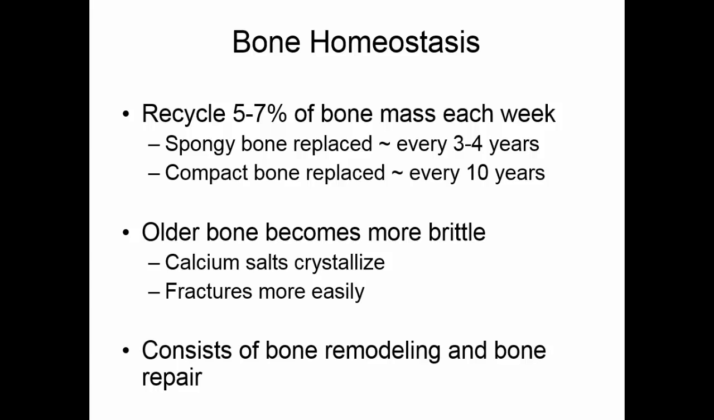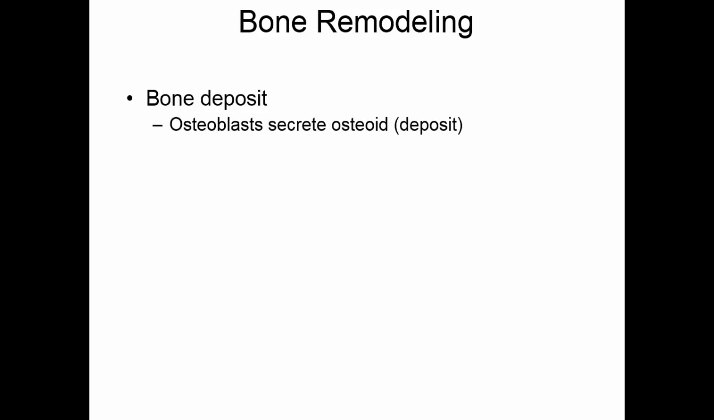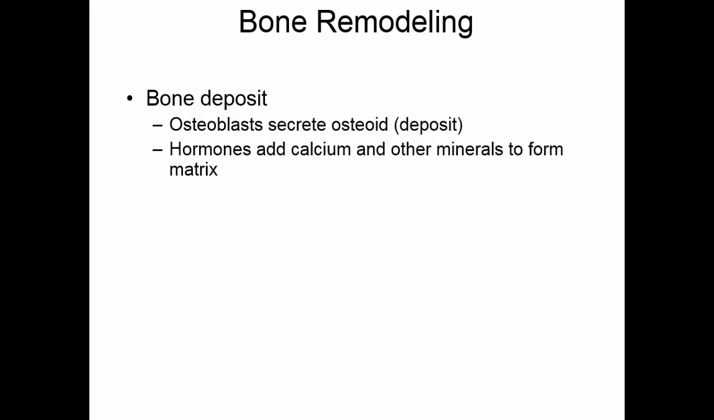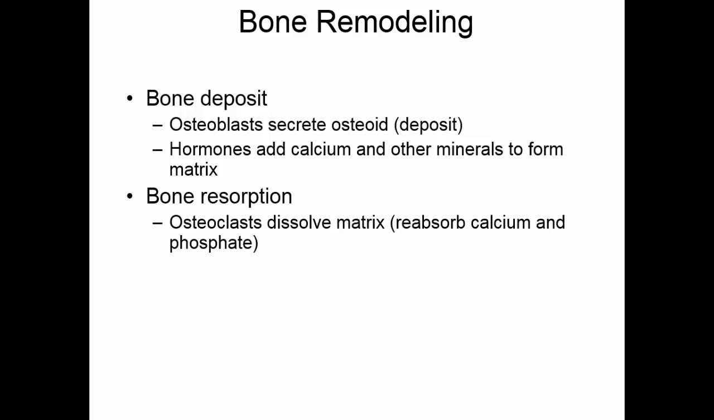Bone homeostasis is the result of bone remodeling and bone repair. Bone remodeling occurs because we have bone deposition and bone resorption. With bone deposition, the osteoblasts secrete osteoid, and then hormones add calcium and other minerals to form the matrix. With bone resorption, osteoclasts dissolve the matrix. Here we resorb the calcium and the phosphate into the blood.